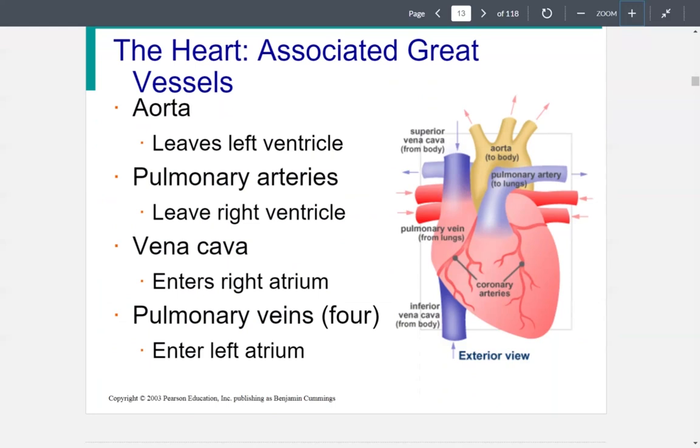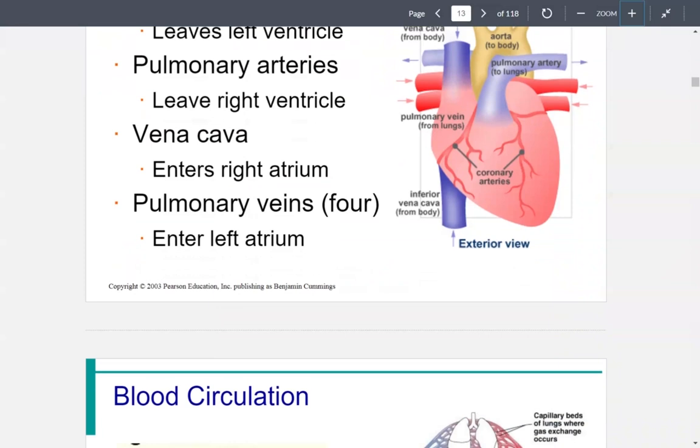Again, aorta leaves the left ventricle. Pulmonary arteries leave the right ventricle. The vena cava enters the right atrium because it's returning blood from the body, and the pulmonary veins, there are actually 4 of them, 2 from the right, 2 from the left, are going to enter the left atrium, bringing blood back from the lungs.